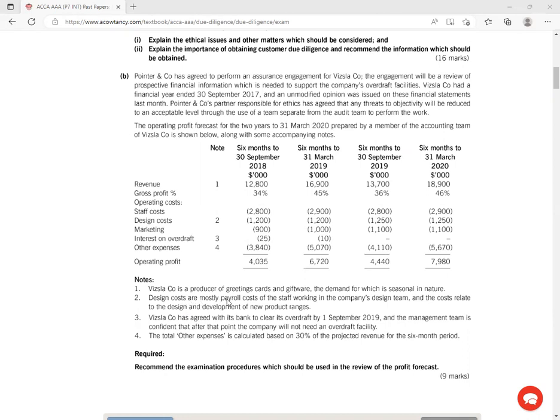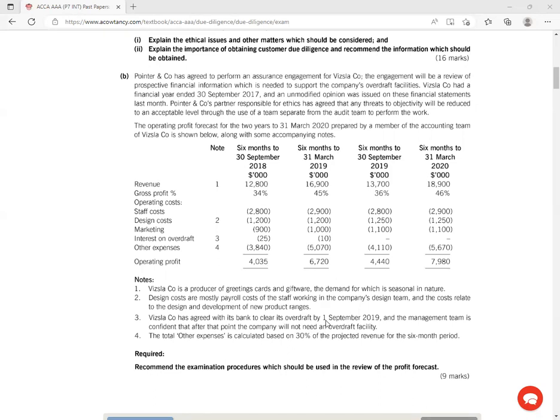So Whistler Company is a producer of greeting cards and giftware, the demand for which is seasonal in nature. Design costs are mostly payroll cost of the staff working in the company's design team, and the cost related to the design and development of new product ranges. Whistler Company has agreed with its bank to clear its overdraft by 1st 2019, and the management team is confident that after that point, the company will not need an overdraft facility. So there's no problem as an auditor doing due diligence. I would really want to know the feasibility. How practical is this? Will these guys be able to pay this amount really as per that time?